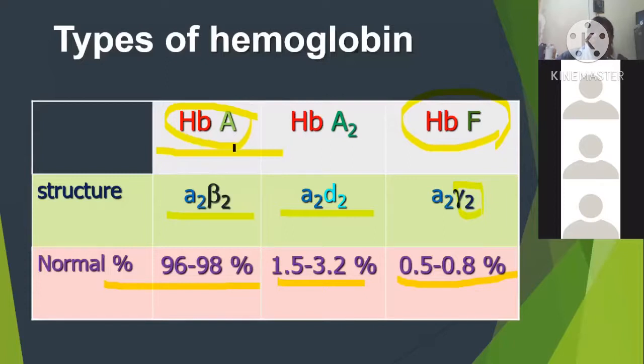So you have hemoglobin A as the major form, then A2 is also present, then fetal hemoglobin is also present, wherein alpha is common in all, whereas the beta chain varies. In the A form it is beta, in A2 it is delta, and in the F form it is gamma.